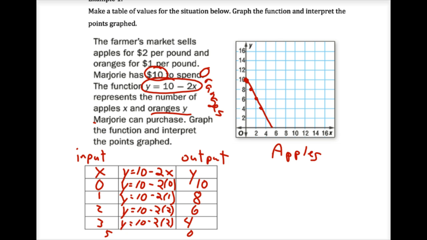Oranges are more expensive than apples in real life, though. True. Yeah, we're talking math, we're not talking real life here.